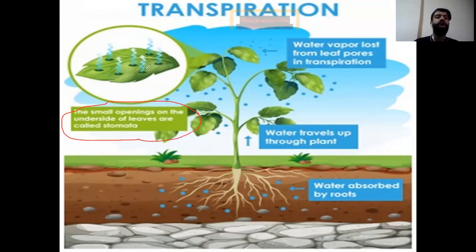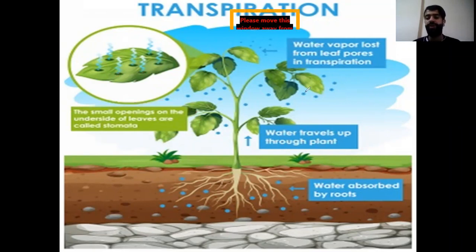So stomata are small openings. They can be seen by the naked eye. They are small openings at the underside of the leaf. They are responsible for the release of water vapor through the plant.